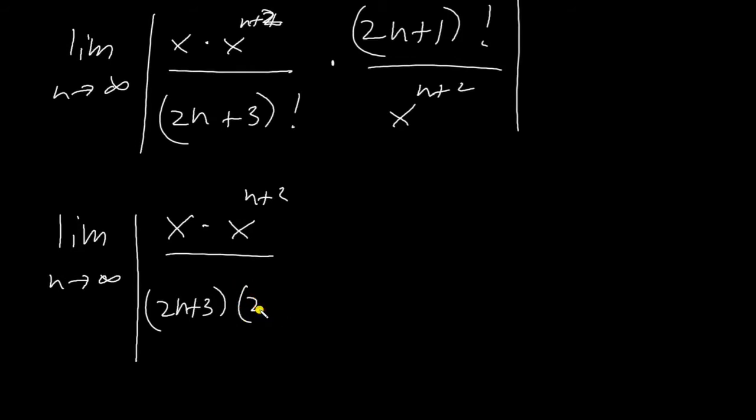So it's going to be 2n plus 3, 2n plus 2, 2n plus 1, and so on and so forth. So 2n plus 1 and so on and so forth is 2n plus 1 factorial, right? And the reason I stopped at 2n plus 1 factorial is that it's going to cancel with this up here.